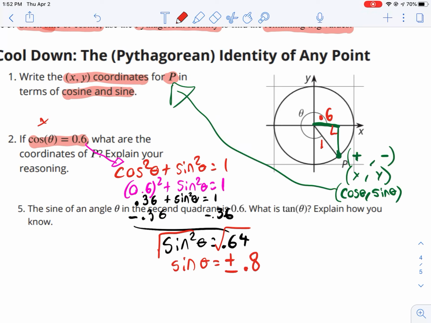Now, what determines that sign is what quadrant we're in. If we take a look back here, we're trying to find our y value, our sine, which in this case is going to be negative because it's in the fourth quadrant. Once we determine that it's going to be negative, we're able to just write our negative sign for here, and we're done.